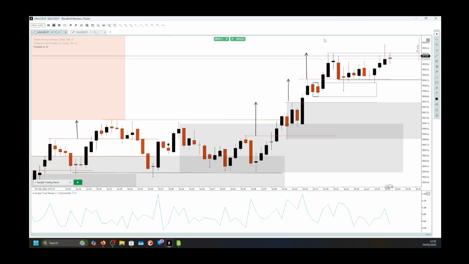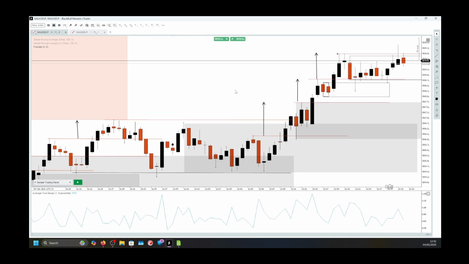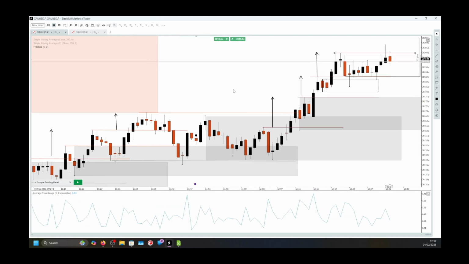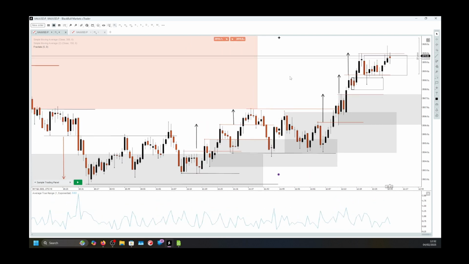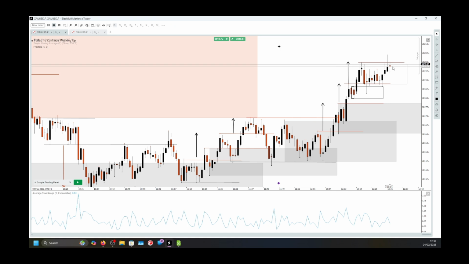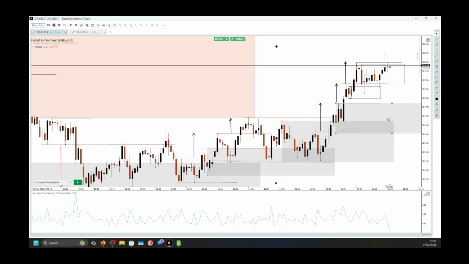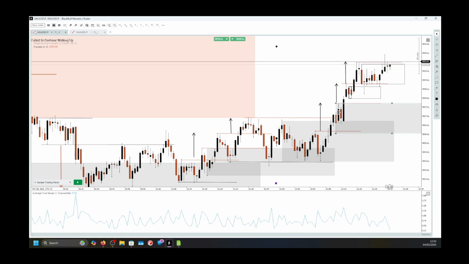So your price is failing to close higher. And if price is going to continue going up, like I said, it might have to come back into here somewhere, fill this in, pick up the extra demand that it needs to break through this supply level.